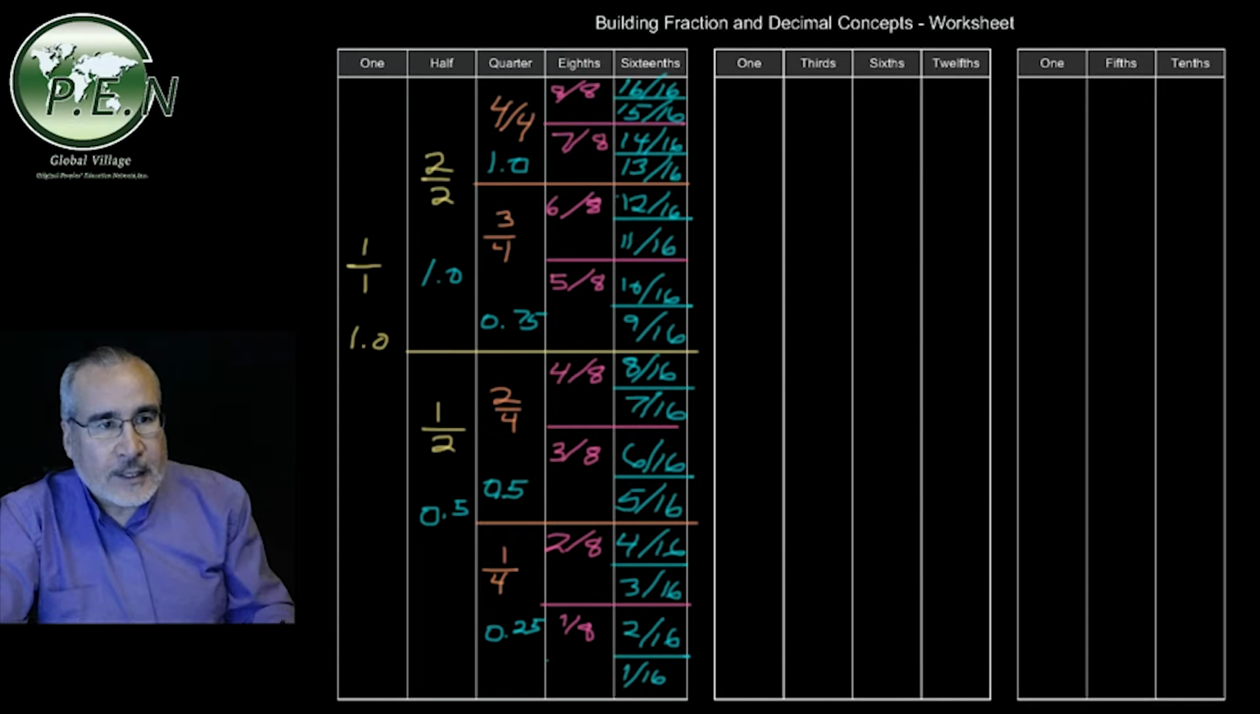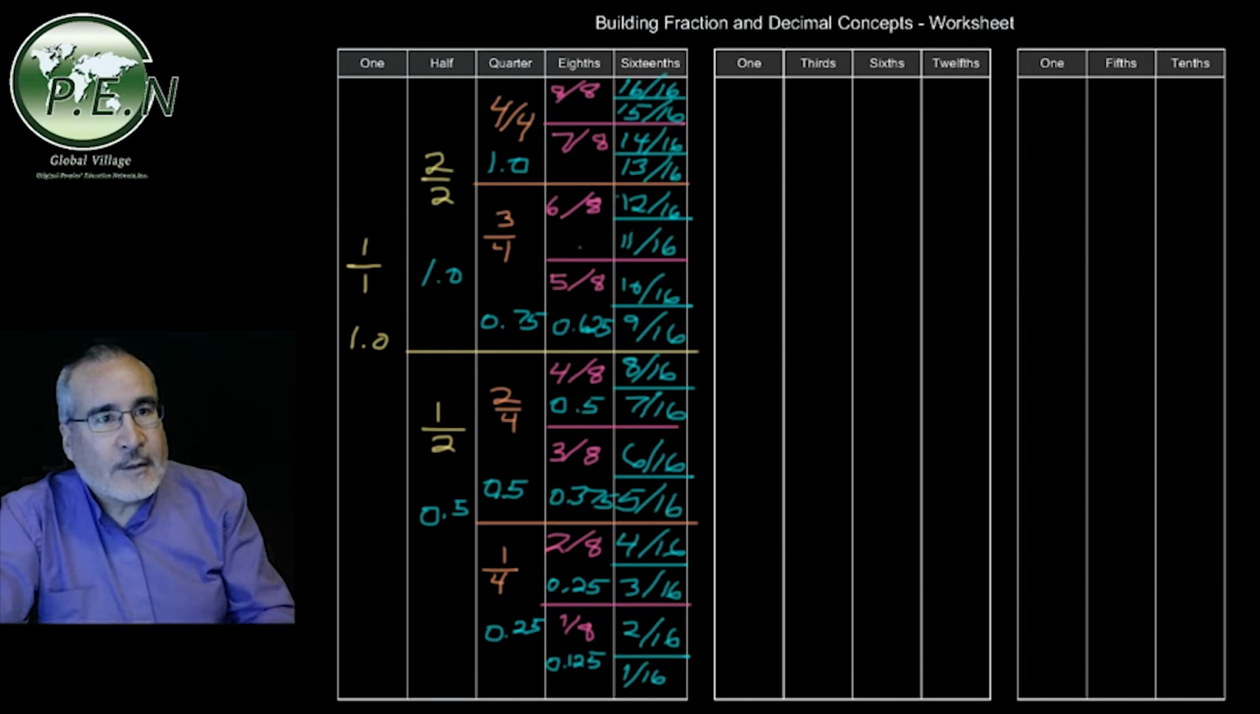1/8, we get the decimal 0.125. 2/8, we get 0.25. 3/8, we get 0.375. 4/8, we get 0.5. 5/8, we get 0.625.